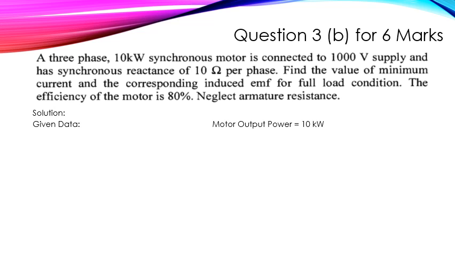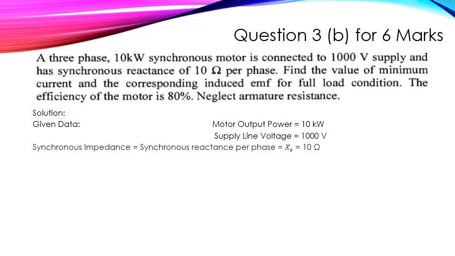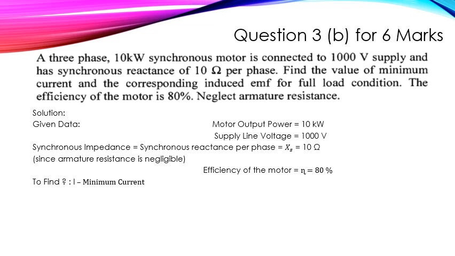So here the motor output is given, that is 10 kilowatt. Then supply line voltage is 1000 volt. Then the synchronous impedance, as armature resistance is neglected, is equal to the synchronous reactance per phase, and that is 10 ohm. Then the efficiency of the motor is given, that is 80%. Now what we have to find? We have to find out the minimum current, then EMF.